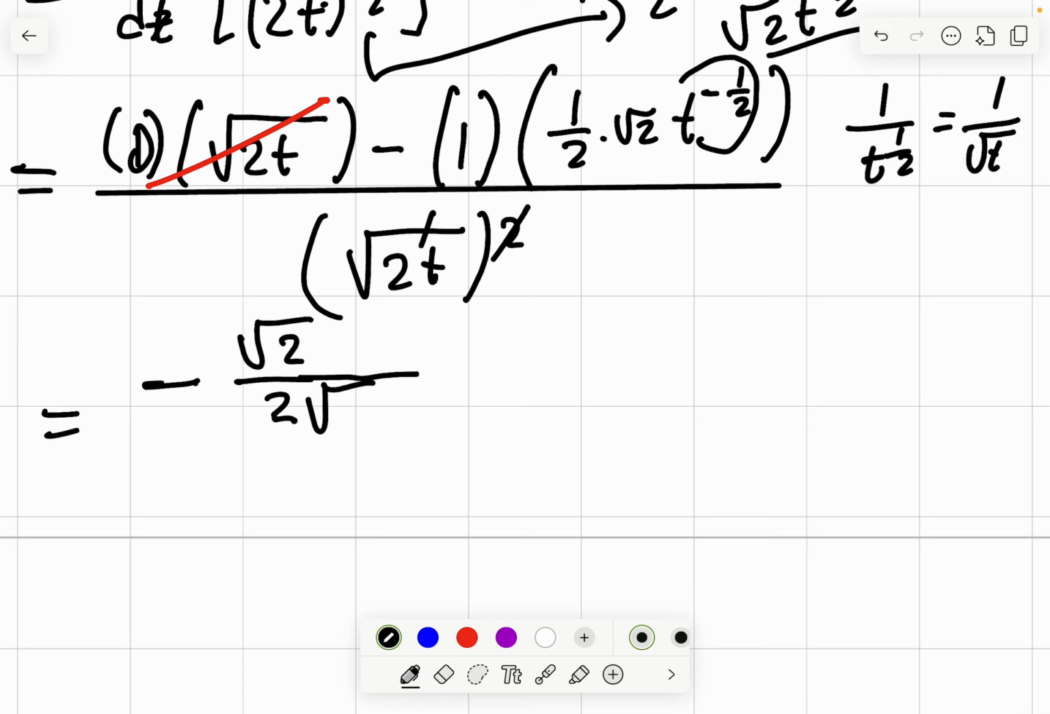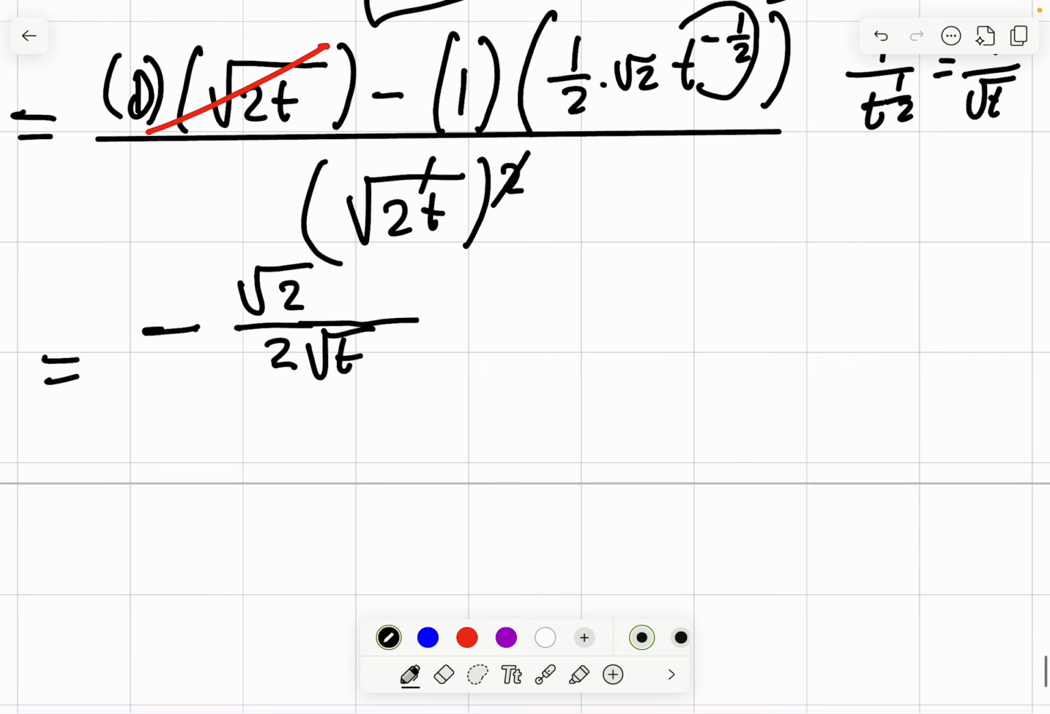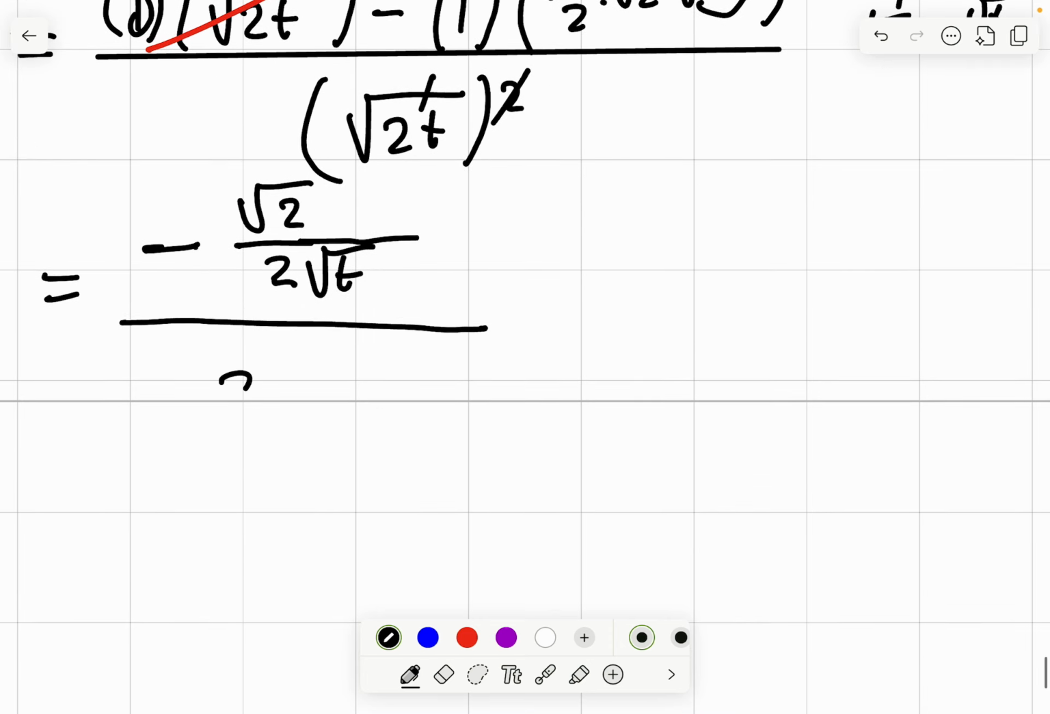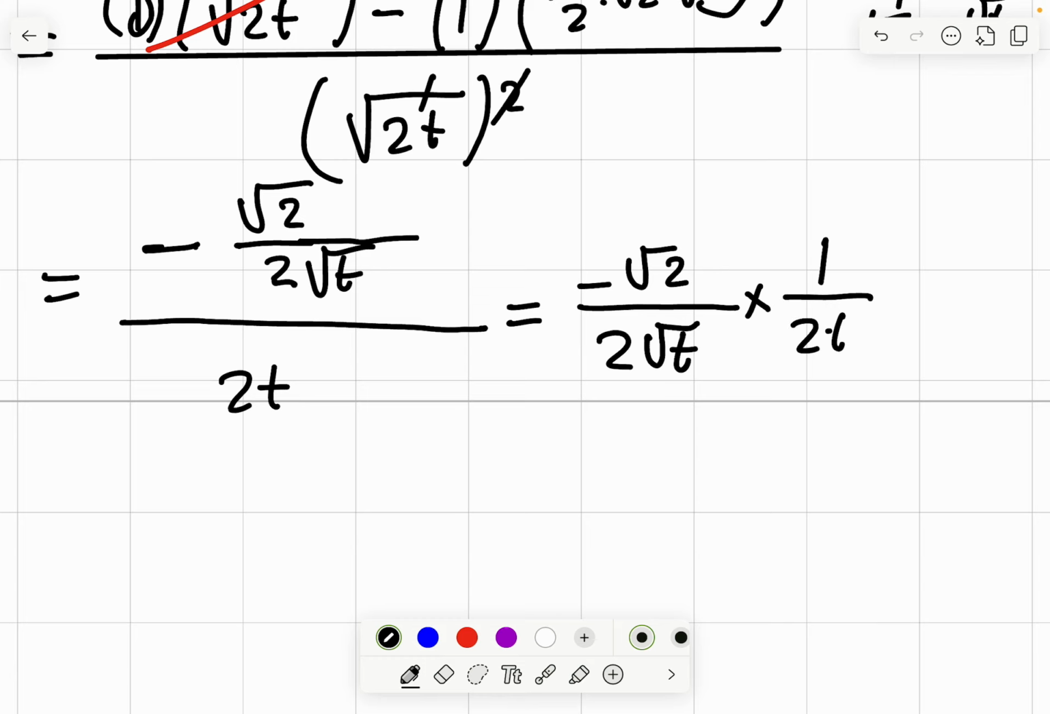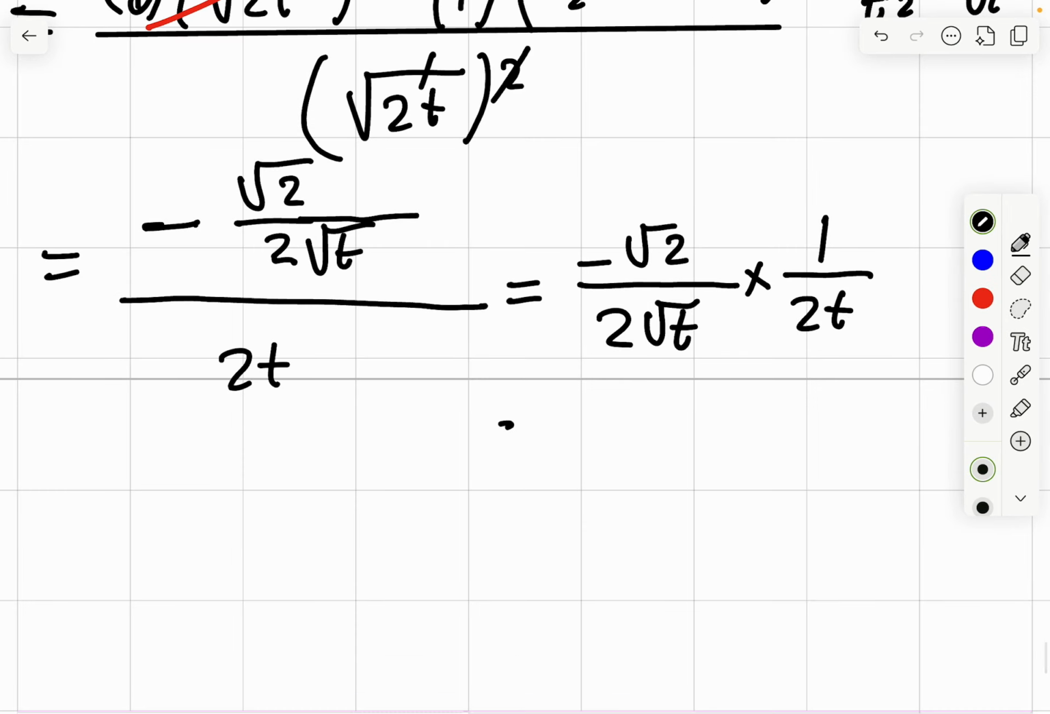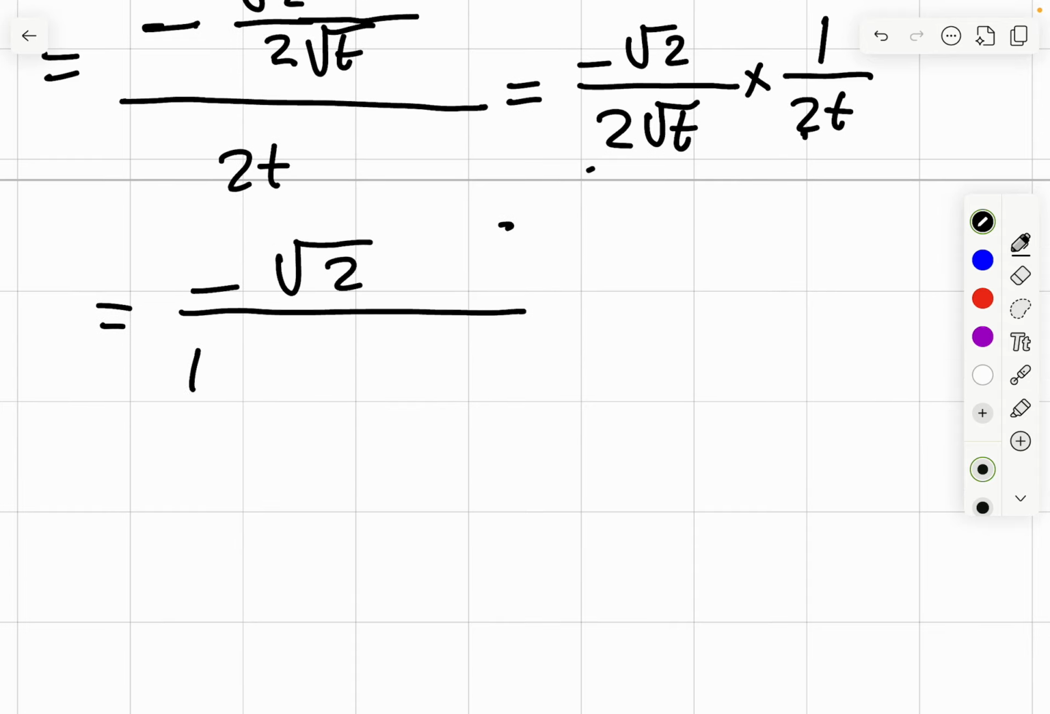I'm going to have square root of t. You see? Therefore, I divide everything by 2t. I can make reciprocal, which is negative root 2 over 2 root t multiplied by the reciprocal. The reciprocal of that is going to be 1 over 2t. So I'm going to have a negative root 2 divided by, 2 times 2 is 4, then t to the 1 over 2 multiplied by t.